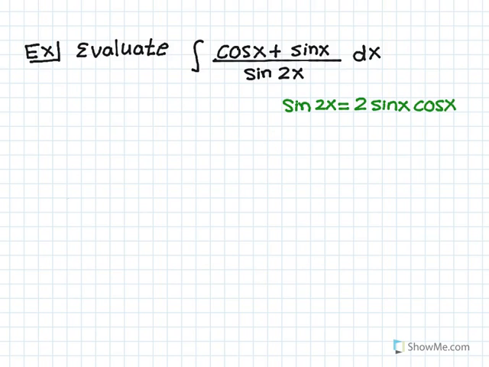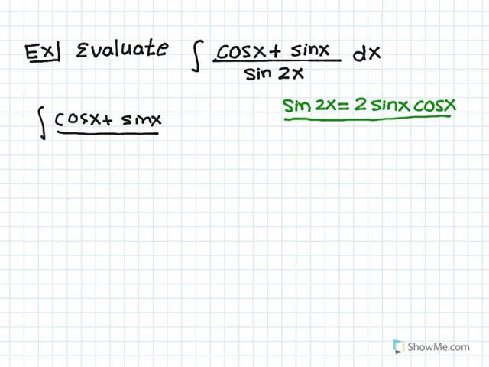All right, let's look at one last question. Here we have the integral of cos x plus sine x divided by sine 2x. So we're going to apply this trig identity, sine 2x is 2 sine x cos x, to make things easier to do. So we have the integral of cos x plus sine x divided by sine 2x. We'll apply the trig identity, that's 2 sine x cos x dx.